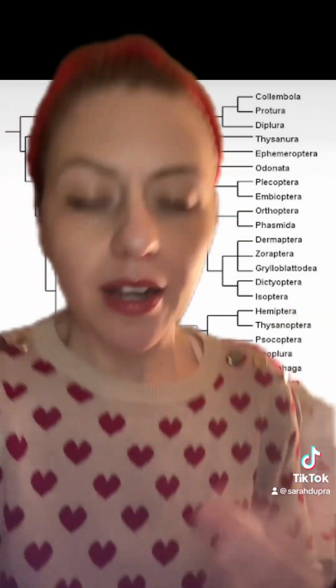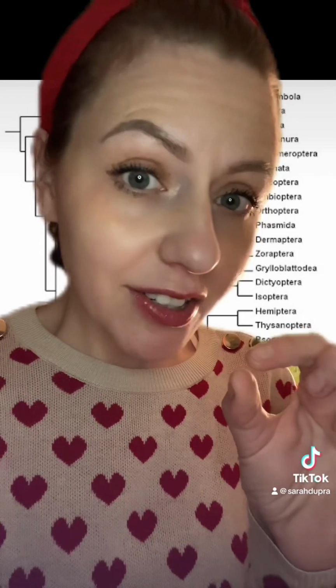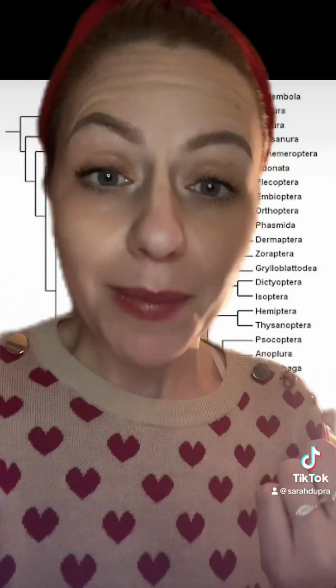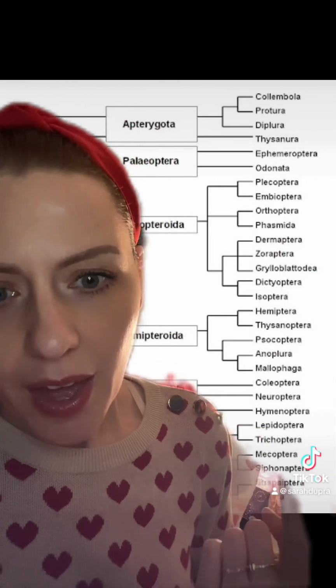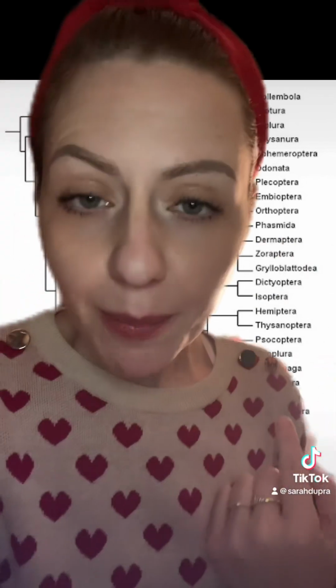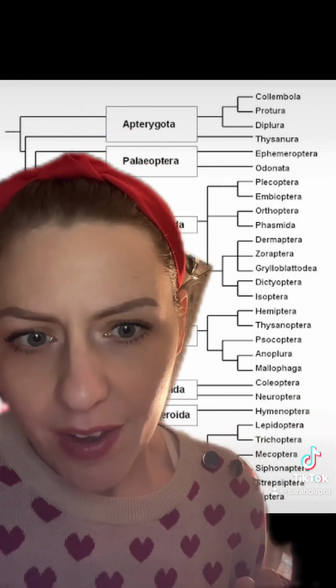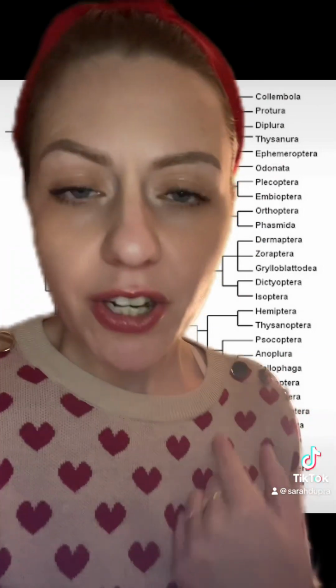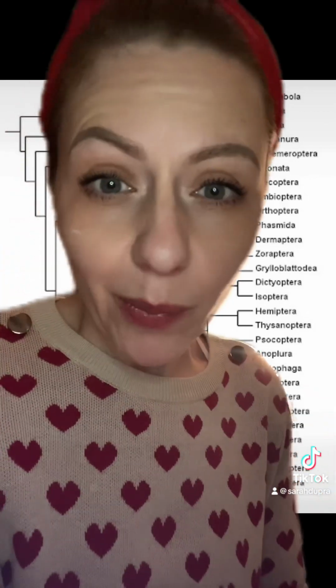Big difference between Trichoptera, because they do look like moths, is that they have little hairs on their wings, whereas Lepidoptera means scale wing, and so moths actually have scales on their wings. Underneath Trichoptera, we've got Mecoptera, which are going to be like your scorpion flies. Then we have Siphonaptera, which are going to be fleas, and then Strepsiptera, which are twisted wing parasites.